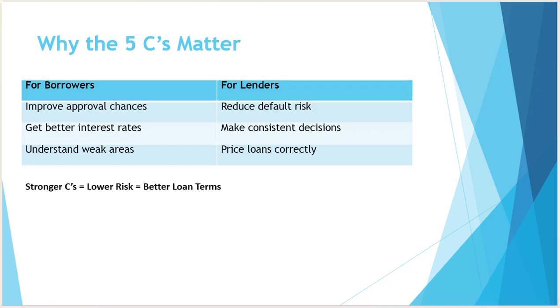So let's once again discuss what the five C's are. First one is character, second is capacity, third is capital, fourth is collateral, and fifth is condition. Character, capacity, capital, collateral, condition. You should remember that, and accordingly you will be able to discuss.